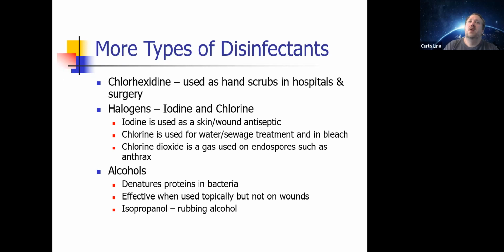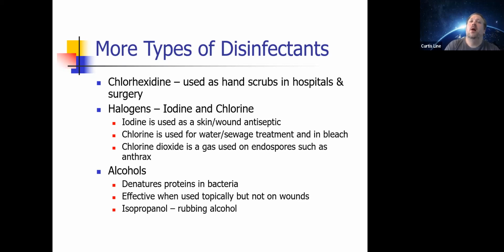Really just rubbing alcohol. Again, there's a reason it's called rubbing alcohol. It is fine to use topically, but you should not use it on open wounds, because rubbing alcohol on an open wound is reactive to the tissue. If you put rubbing alcohol on an open wound, it will damage the tissue in that wound. I mean, you're actually doing more harm than good by putting rubbing alcohol on it.